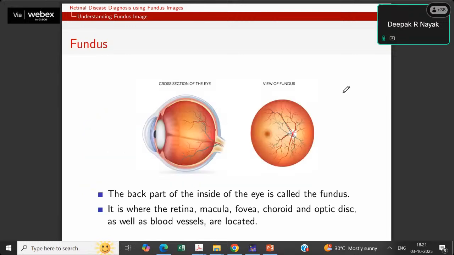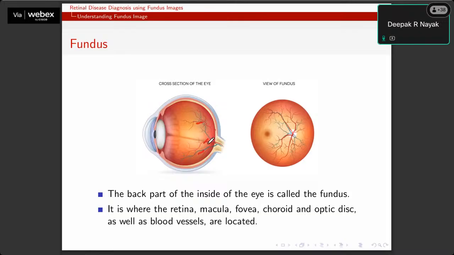Let us try to understand what we mean by fundus first of all. The backside of the eye is known as the fundus, where the retina, the macula, fovea, choroid, and optic disc, as well as all these blood vessels you can see over here, are located. Very important. The imaging, or the projection, of the fundus is very important to identify certain eye diseases. You can see here is the optic nerve, which is connected to the brain, and this is how the projection of the fundus looks.